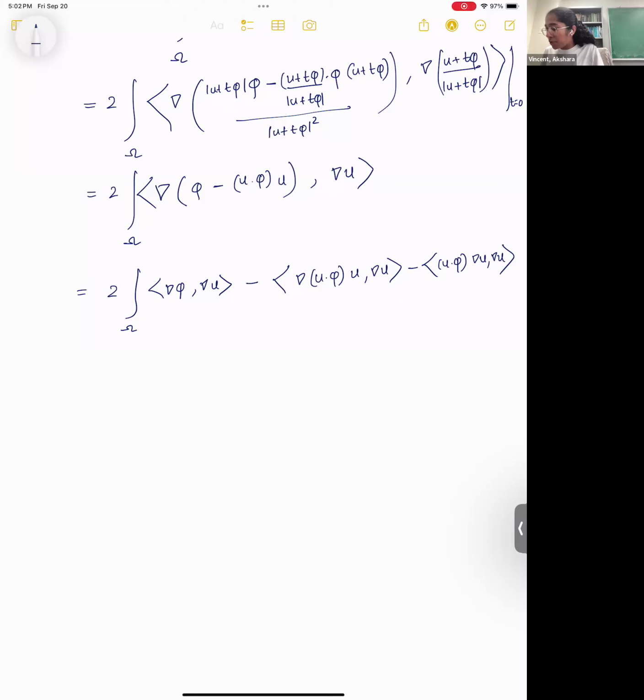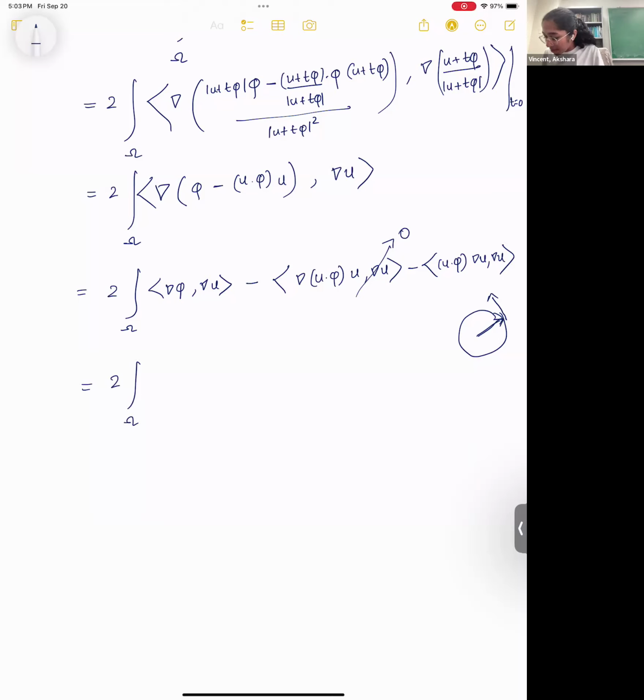Now we see that if you look at the second term, this is the inner product of u with gradient u. If your function goes to the unit sphere, then the vector u is of this form, and so the gradient of u lies in the tangent space. So this inner product becomes 0. So we are left with twice the integral over omega.